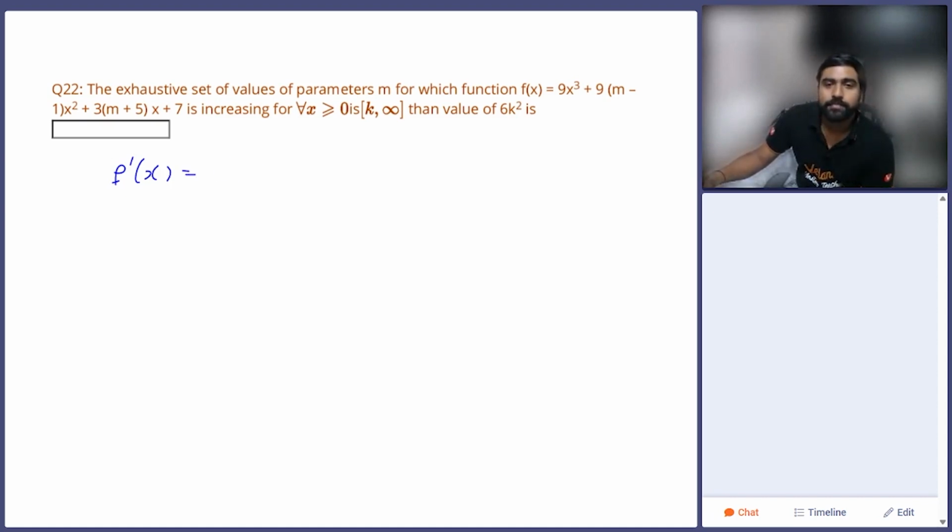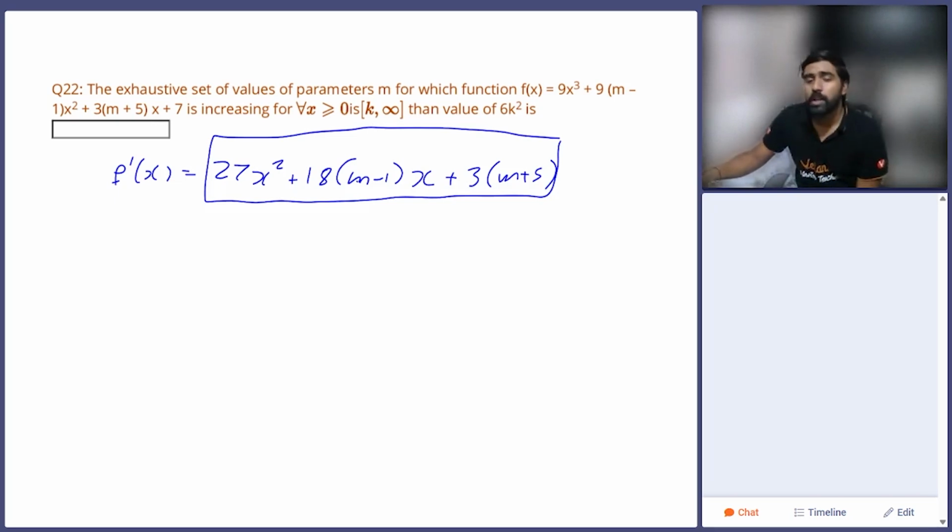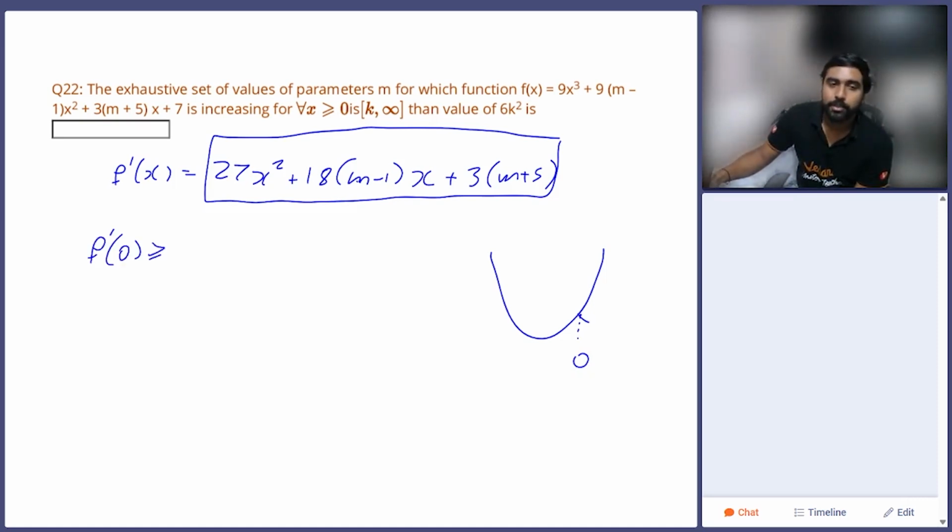So f dash of x is what? 27x square plus 18m minus 1x plus 3 times m plus 5. This is the expression that we have. So I need to ensure that this quadratic equation, what is the question now? I have this quadratic equation for all the values of x. Okay, for all the positive values of x, the function has to be positive. That is the condition that I have. So first things first, f dash of 0 has to be positive, and basically this value has to be greater than or equal to 0.